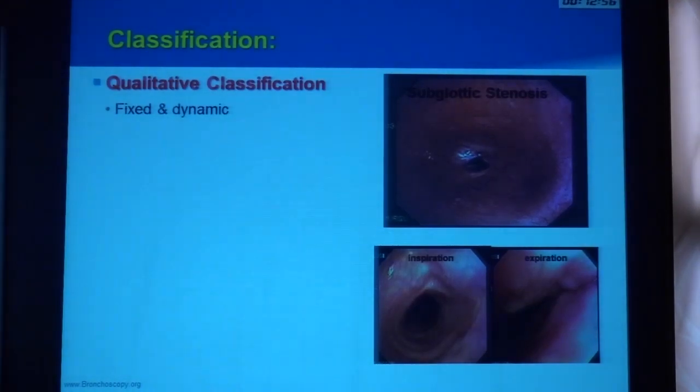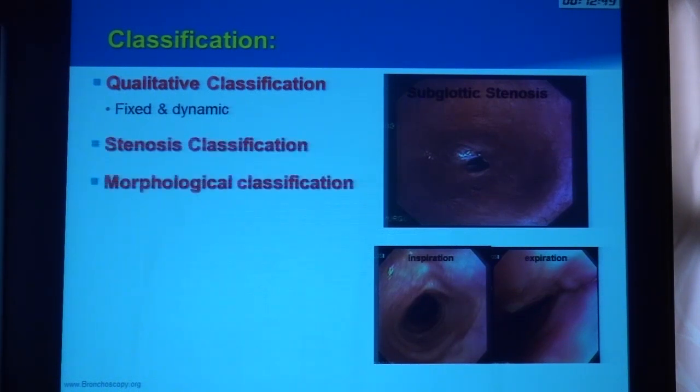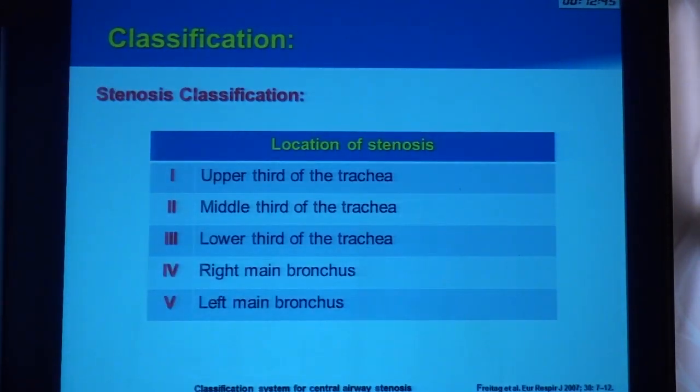There are different methods of classification, qualitative classification, whether fixed or dynamic obstruction, and stenotic classification and morphological classification. The stenotic classification as regarding the location, which part, upper, middle, lower part of the trachea, or involving the right main and the left main as well with the trachea.